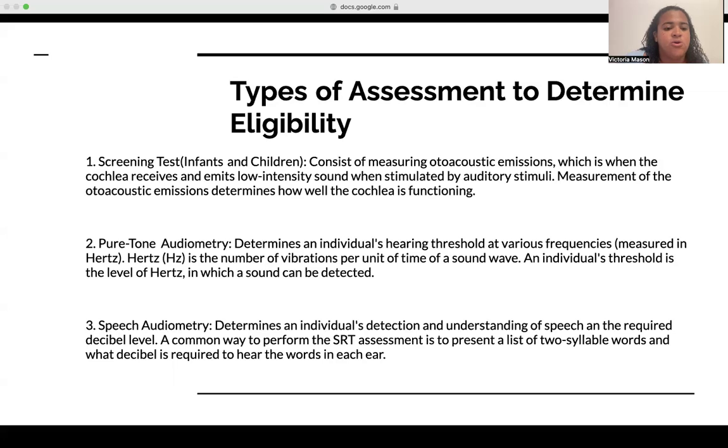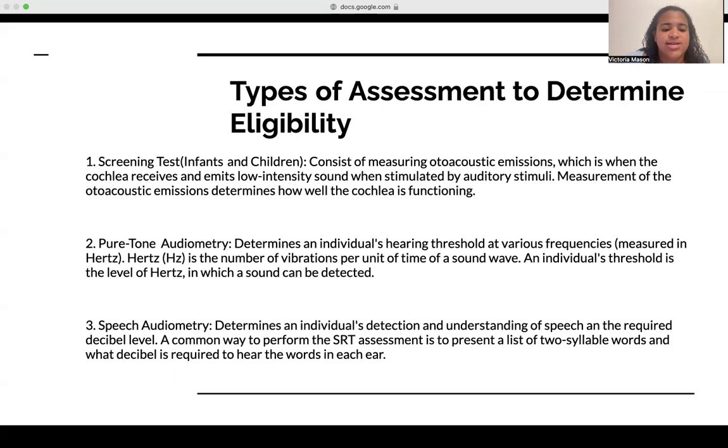And then for older individuals, the next one is pure tone audiometry, which determines the individual's hearing threshold at various frequencies and is measured in hertz. Hertz is the number of vibrations per unit of time of a sound wave. An individual's threshold is the level of hertz at which a sound can be detected.